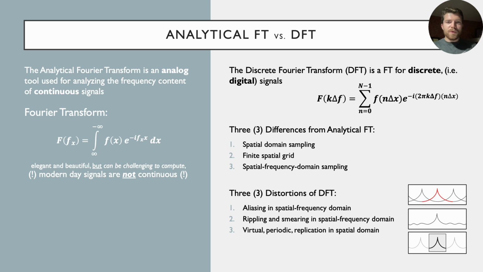Unfortunately, the DFT is not a free lunch, and by being forced into the discrete realm, we introduce distortions in our signal, potentially affecting both our spatial and frequency content. The pictures on the bottom right of your screen show the effect of aliasing, rippling and smearing, and periodic replication on our signals.